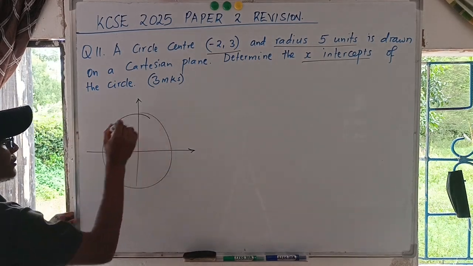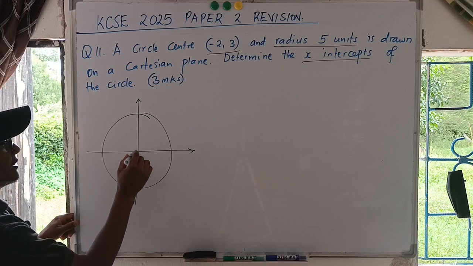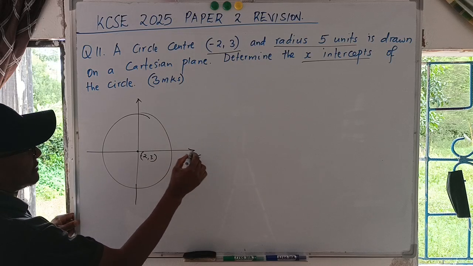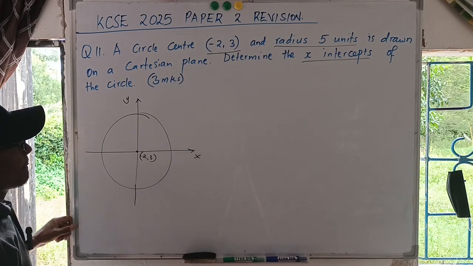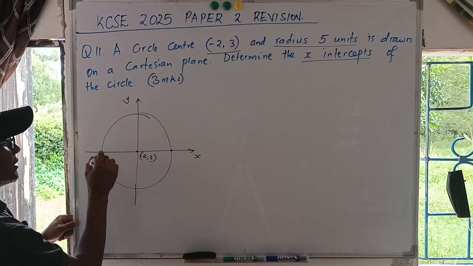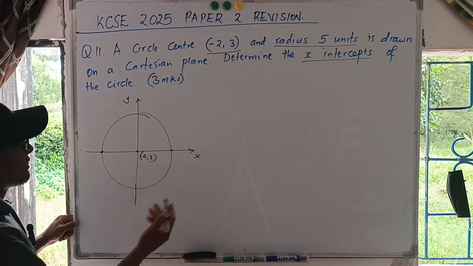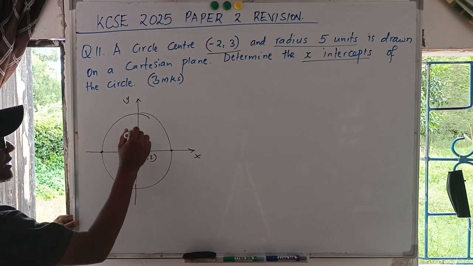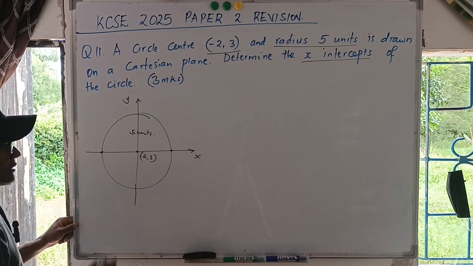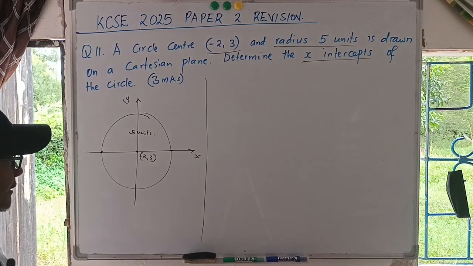This could be the circle. This point here, the center, is (-2, 3), with the x-axis and the y-axis. The x-intercepts are that point and that point where the circle is cutting the x-axis. The radius from here to here is 5 units. Let us solve this question together.